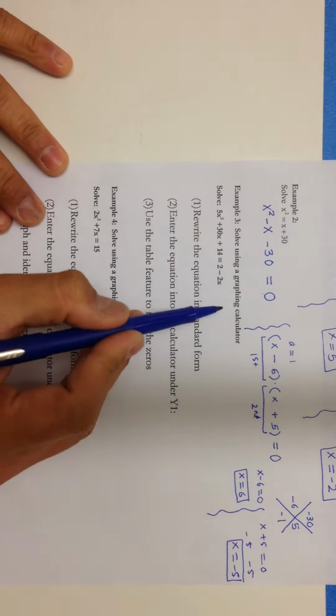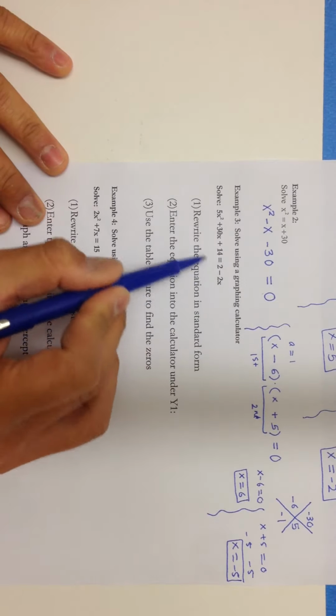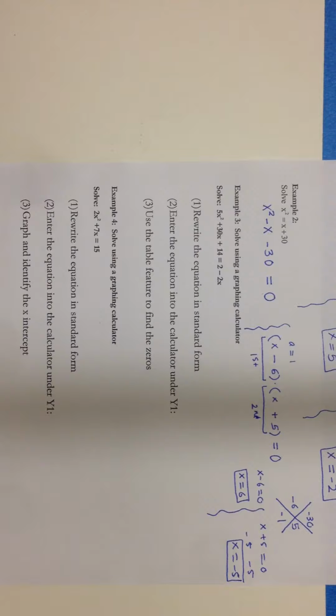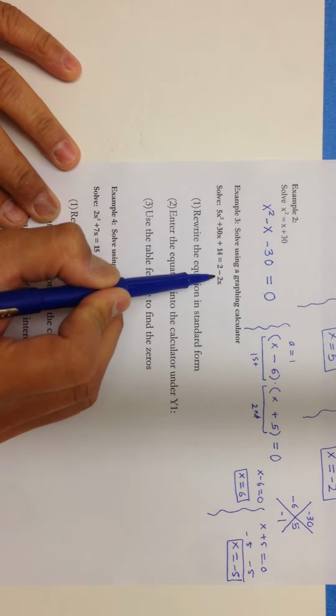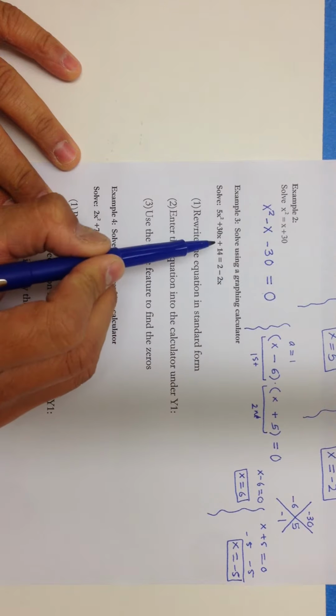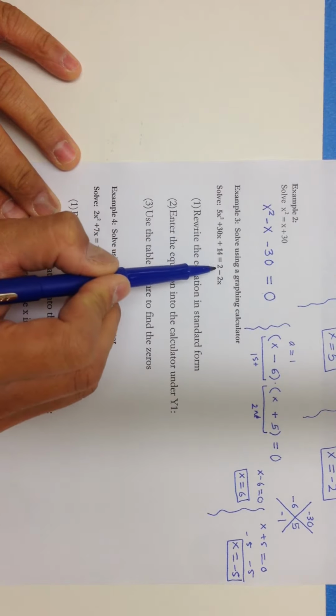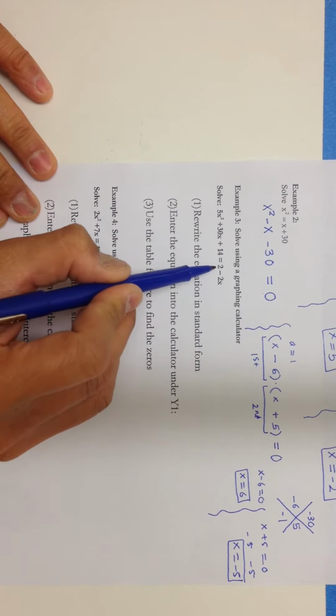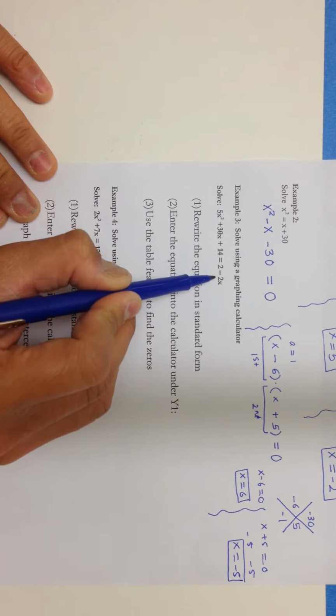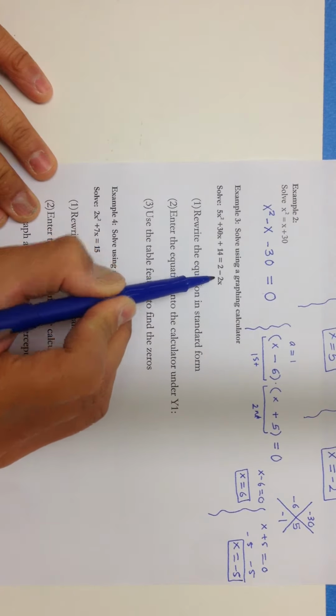We can also use a graphing calculator to help us solve quadratic equations. Before we can use a graphing calculator, we have to do some preliminary work on a given problem. When we're given any quadratic equation, the first thing we want to do is set it equal to 0. So we're going to have to subtract 2 and add 2x to both sides to set it equal to 0, which means that we're writing it in standard form. Standard form means the equation will be equal to 0. So I'm going to do that.